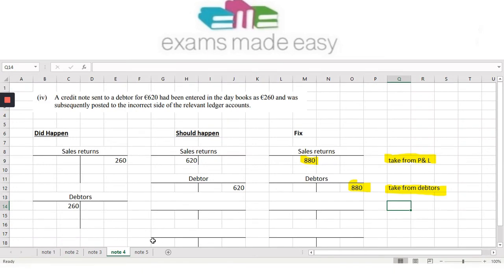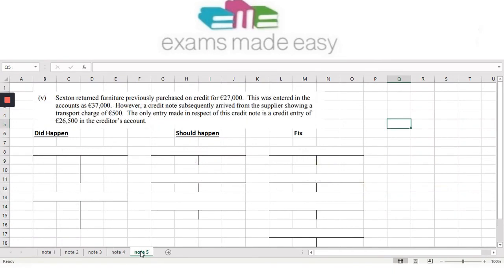There's one note left, and this is a very common note, comes up nearly every time Suspense comes up, so make sure you practice this and get your head around it. The Sexton returned furniture previously purchased on credit for 27,000. This was entered in the accounts as 37,000. Mistake there. However, credit notes subsequently arrived from the supplier showing a transport charge of €500, and the only entry made in respect of this was a credit entry in the creditor's account of 26,500. So a lot of mistakes here.